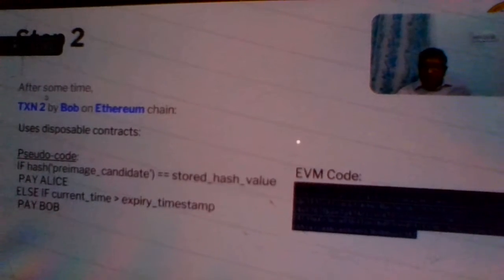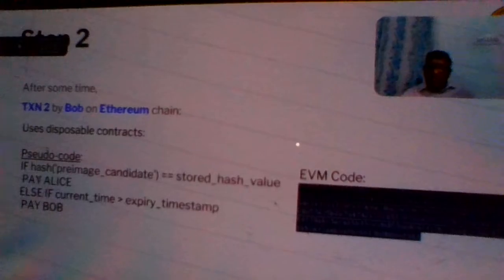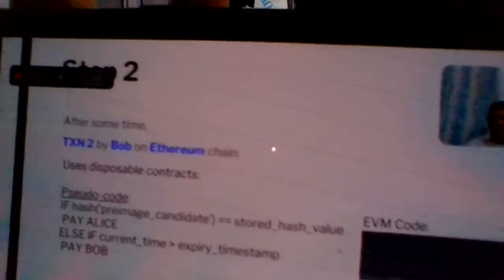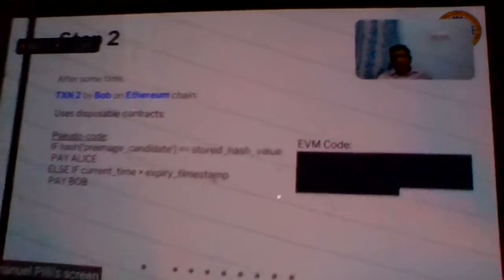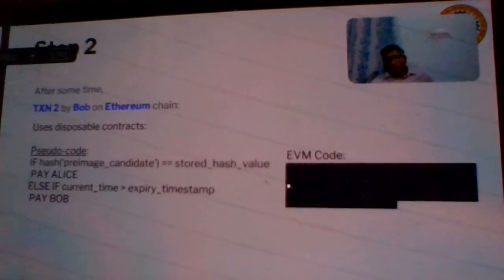Then at the same time, Bob is doing the same on Ethereum. There is a smart contract which is written, and it's slightly different. You check that the hash of the secret equals the stored hash value, then pay Alice. If the current time is greater than the timestamp, then you pay Bob. That is, you refund it to Bob.